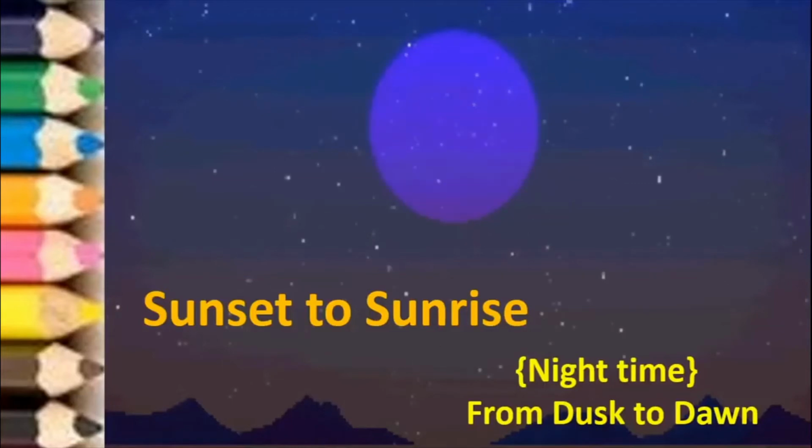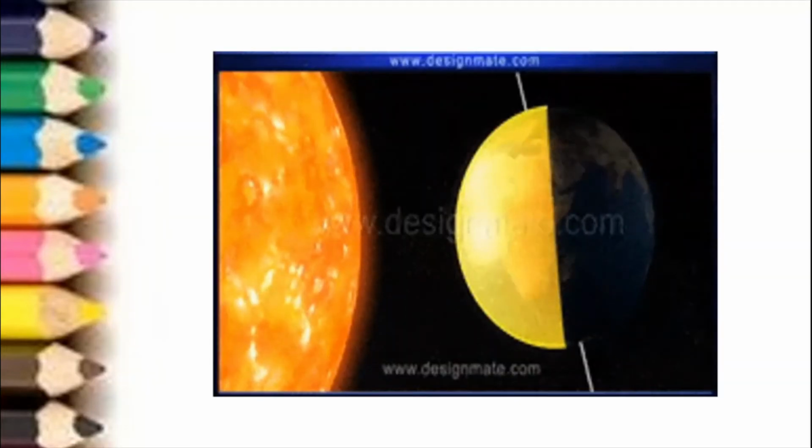And from night, that is sunset, to sunrise, evening to morning, we say it is night time. Dusk to dawn is night time. Okay, children? So this is how, see, this is a moving image.